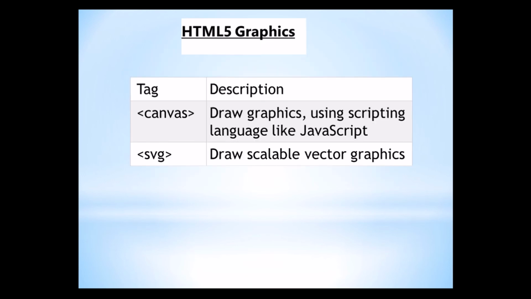HTML5 also introduces graphics. This is a very important point in HTML5, where you can actually make use of graphics, 2D and 3D graphics. And the two new elements are Canvas, which draws graphics using a scripting language like JavaScript, and SVG, which draws scalable vector graphics.